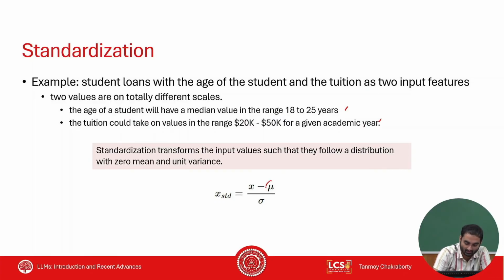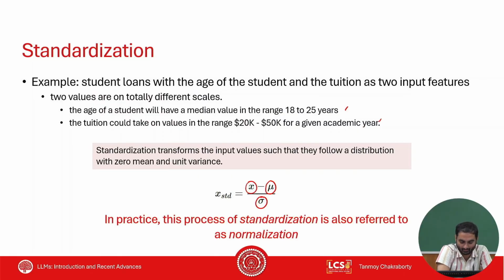For every feature we calculate the mean and the standard deviation, and we subtract the mean from the value, and we divide it by the standard deviation. If you do that, it doesn't guarantee that it ranges between 0 to 1. It will not be 0 to 1 at all. But it will follow a certain distribution where the mean is going to be 0 and the standard deviation is unit. Now this is called standardization, but oftentimes we will use standardization and normalization interchangeably.